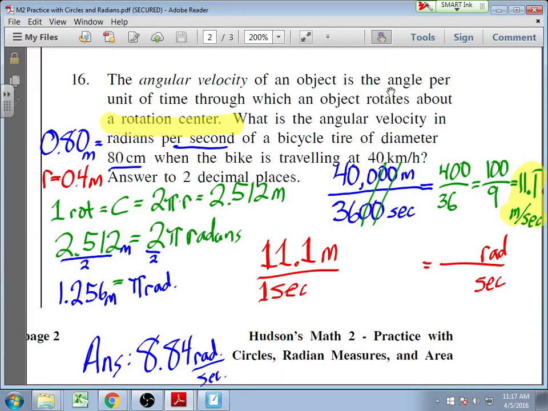If you know that each radian is 2.512 meters, then you can find how many radians are going each second. But that's 2 pi radians, right? So what we do here, we want to get rid of the meters. So we divide by what I know, meters. This is my pi radians, right? So that's essentially our conversion factor, and that gives me 8.84 radians per second.